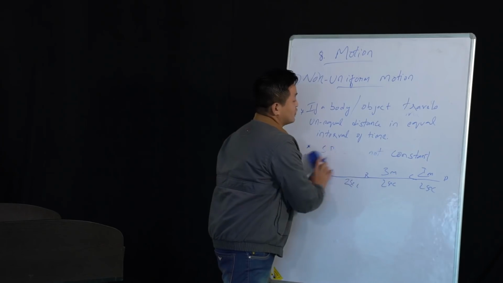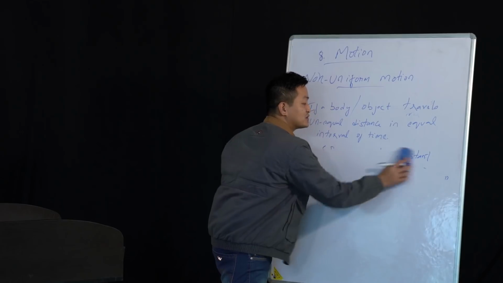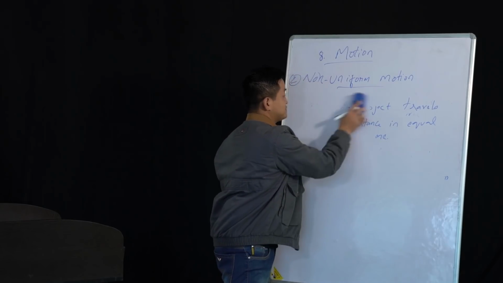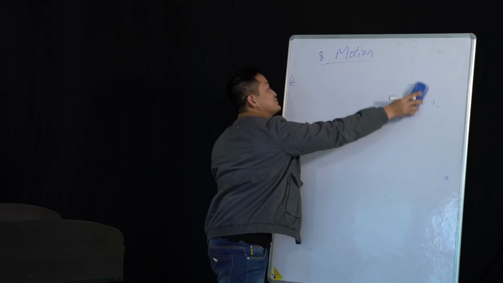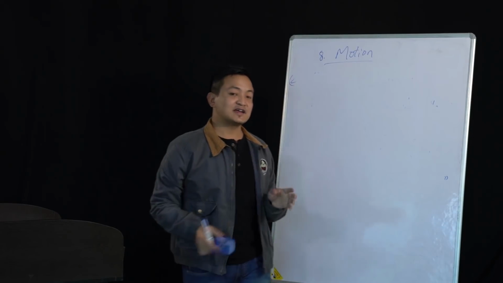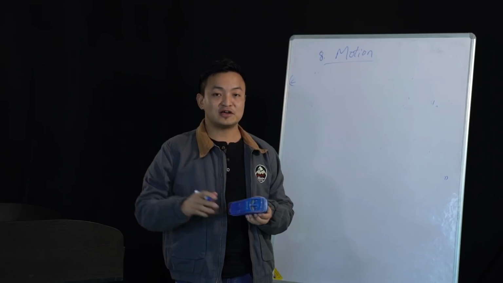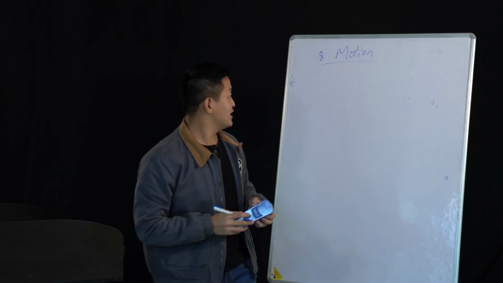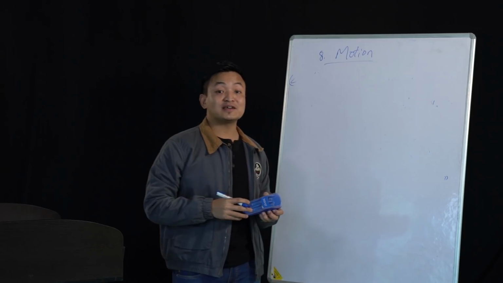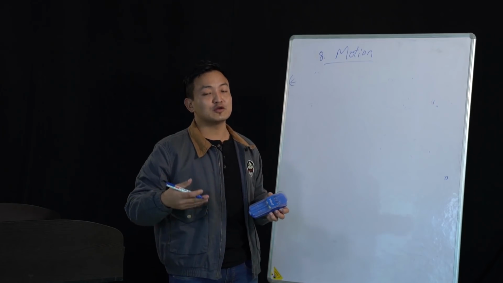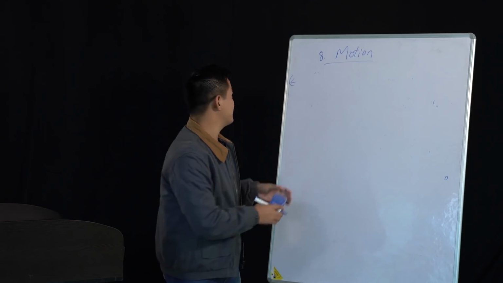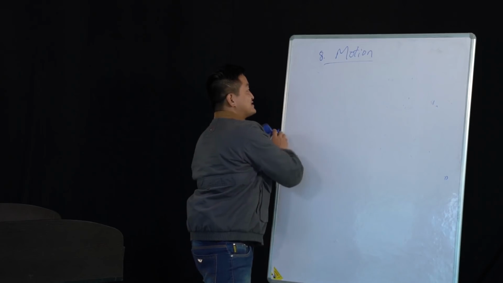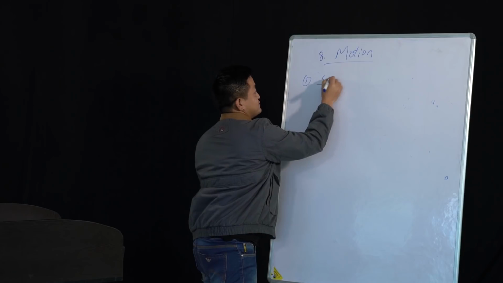Clear? So if you are clear with uniform motion and non-uniform motion, the next topic that we'll study today is speed and velocity. Yesterday I gave you a brief introduction about speed and velocity, but today we'll study speed and velocity in detail. We will also solve some numerical problems. Clear? So first let's start with speed.